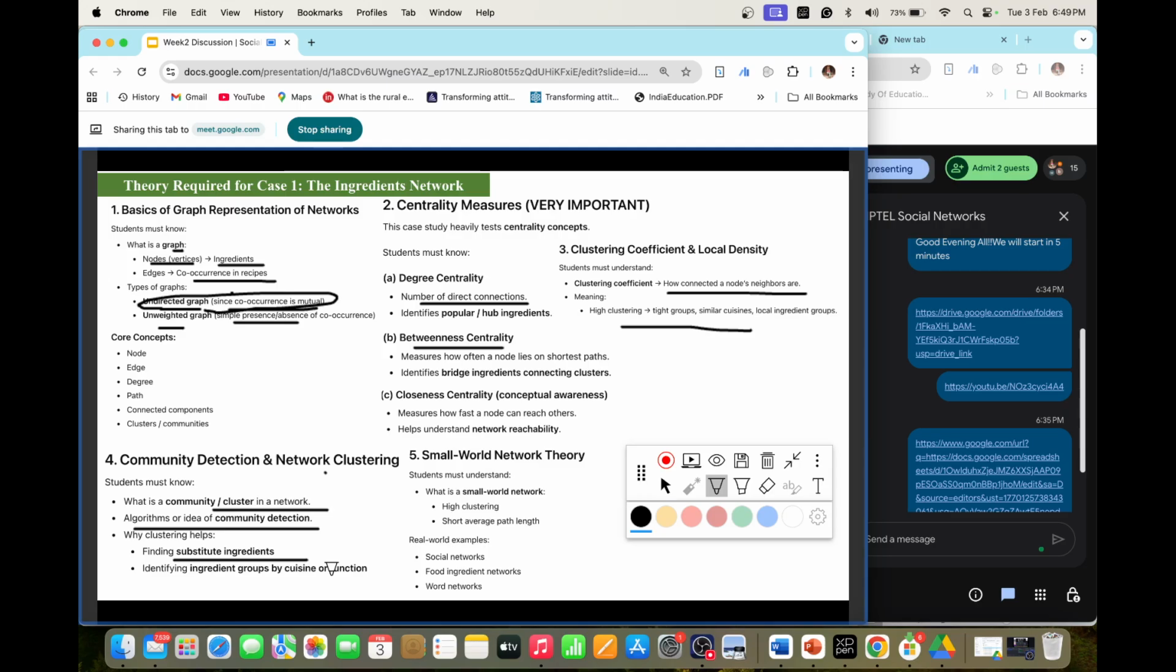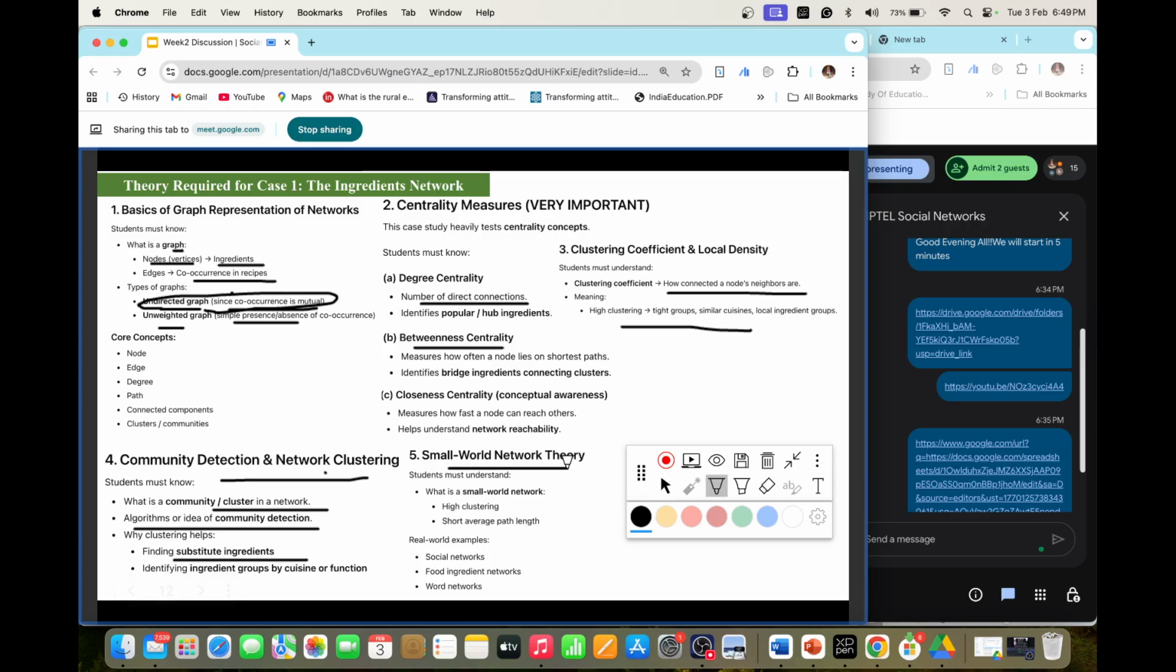So that cheese, if we are using it in other food, we can easily test with other ingredients that are common in pizza. Okay. So that is why community detection and network clustering is important.